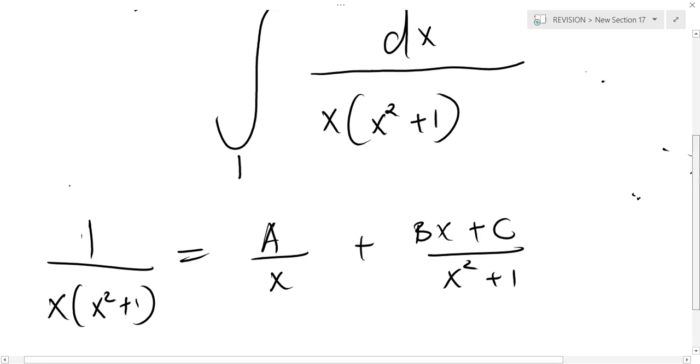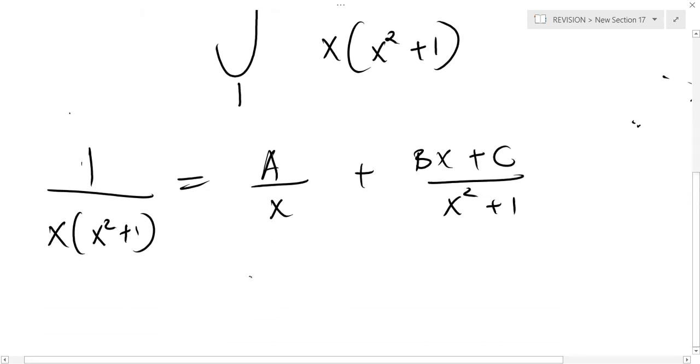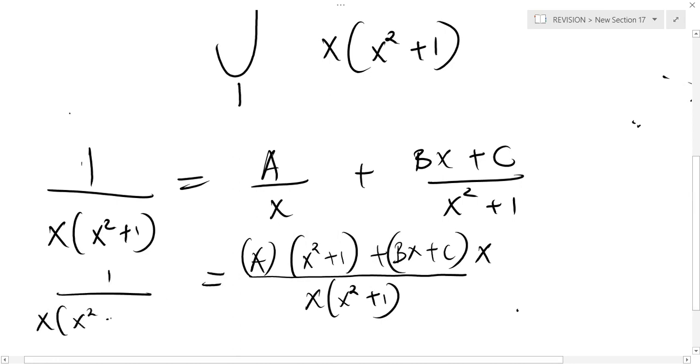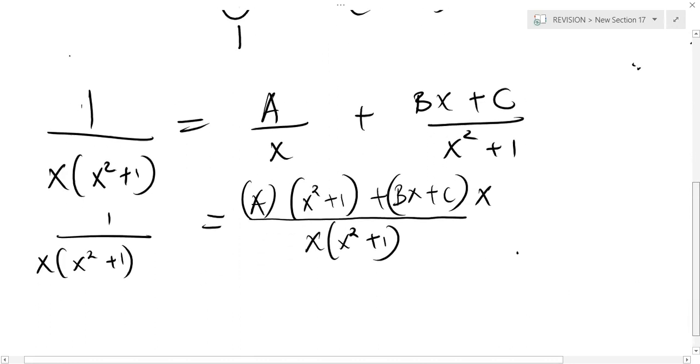Then putting this under the same LCM, we will have x into x squared plus 1. Then A times x squared plus 1, plus Bx plus C times x, and this is supposed to be equal to 1 over x into x squared plus 1. So we're going to take random values of x and replace them in the numerator and solve, so that we get the values of our unknowns A, B, and C.